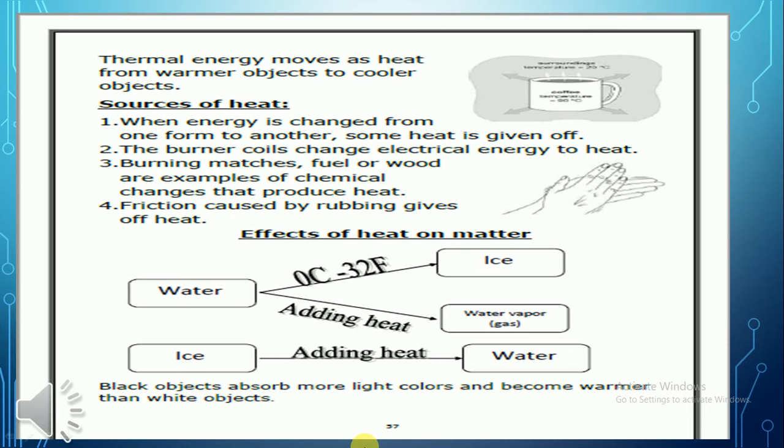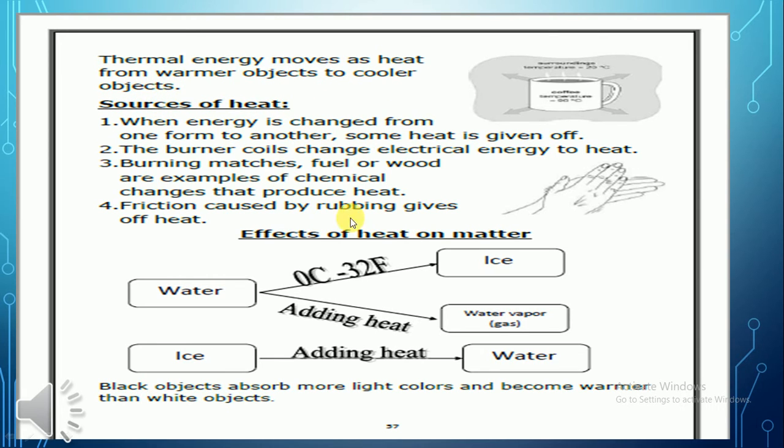Let's move to page 57. Thermal energy moves as heat from warmer objects to cooler objects. Again, thermal energy, the energy of the moving particles, moves as heat. So as heat means in the shape of heat, from warmer objects to cooler objects.